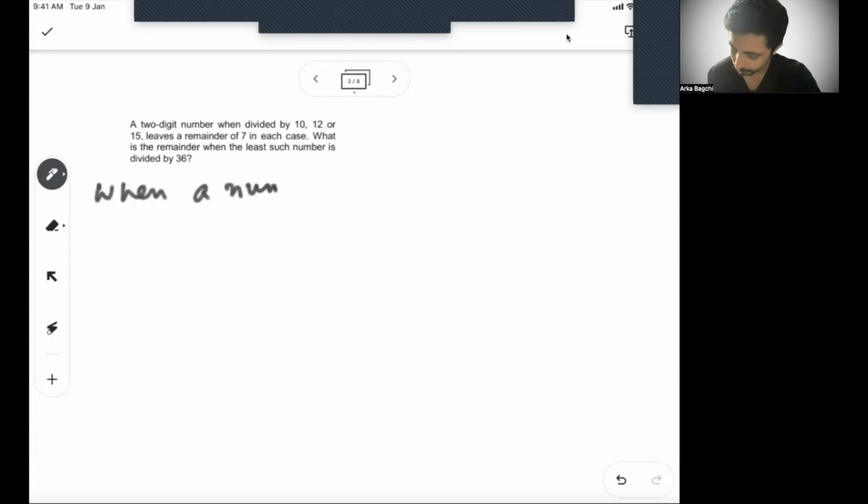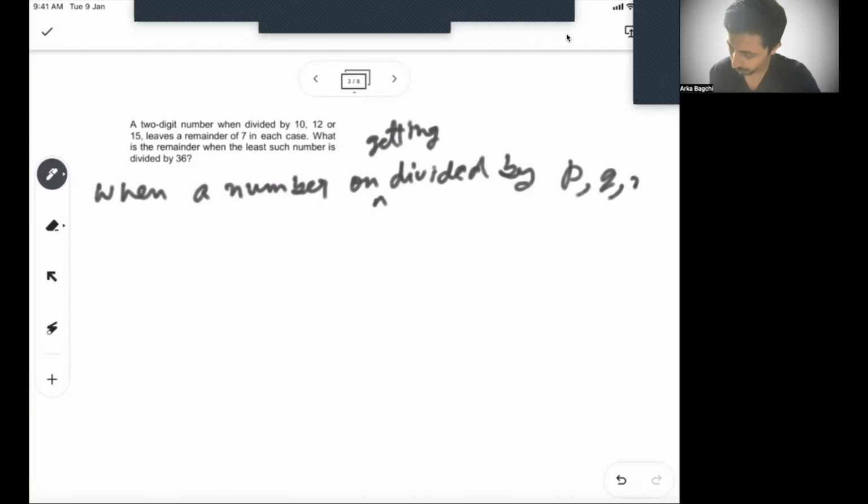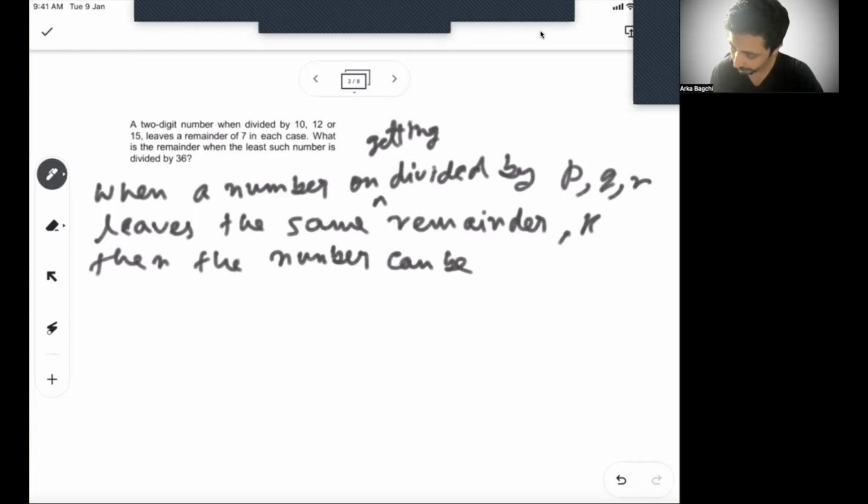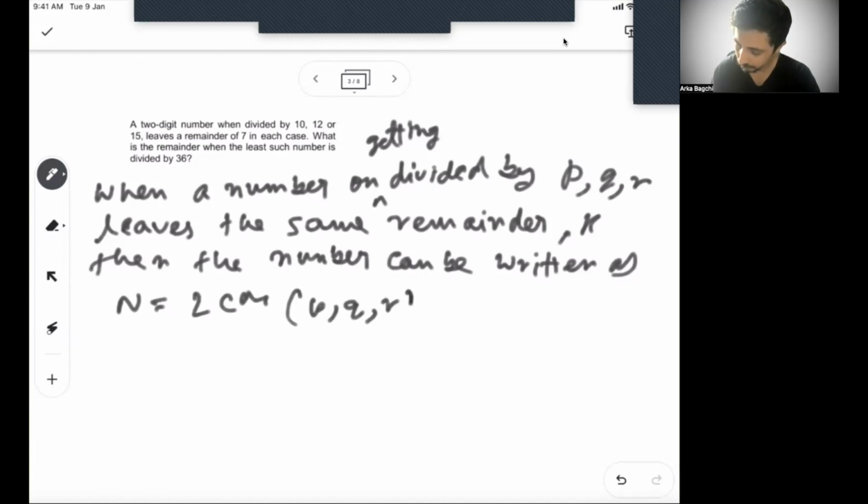When a number is divided by P, Q, R and leaves the same remainder K, then the number can be written as, let's say the number is N: N is LCM of P, Q, R plus K. That's the first iteration of the number.